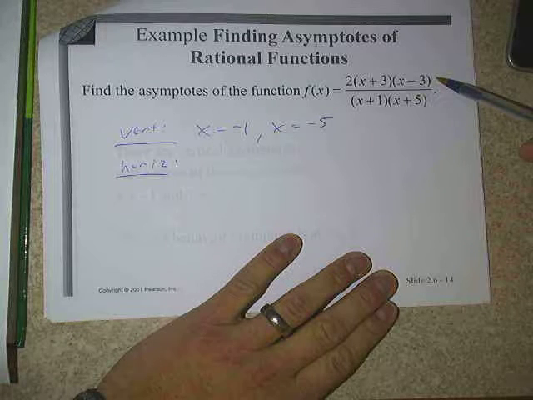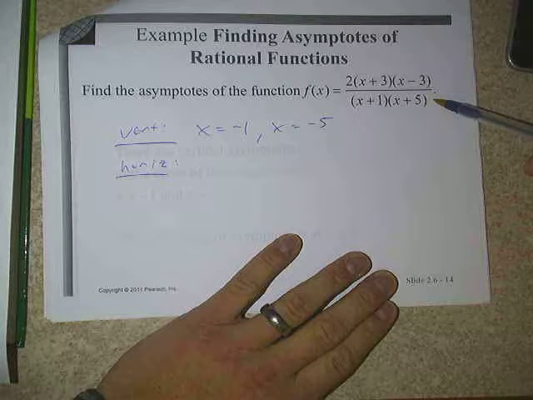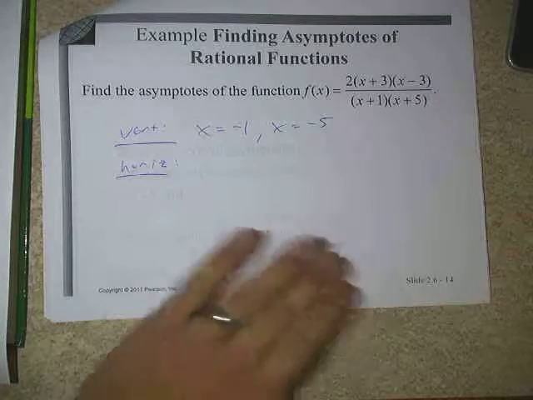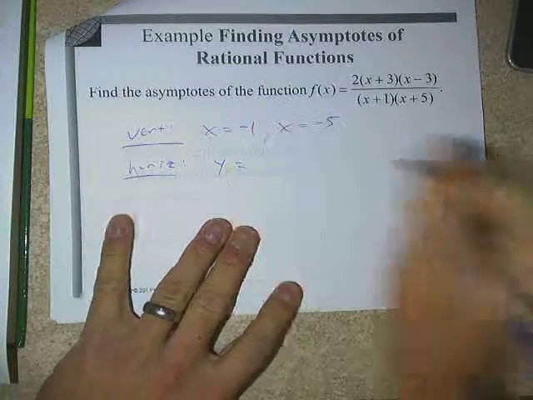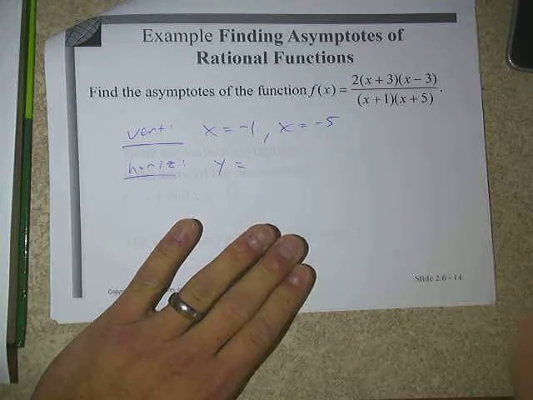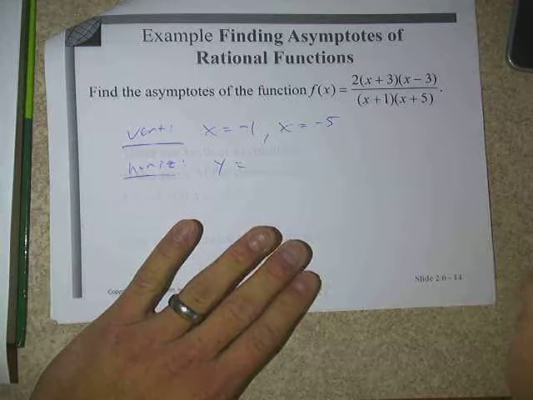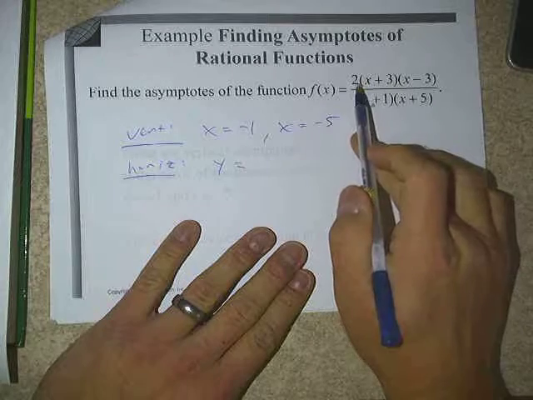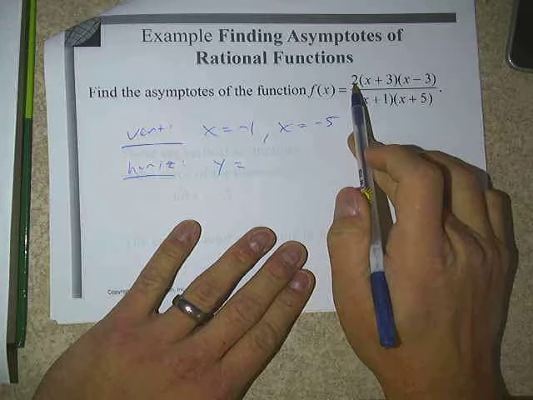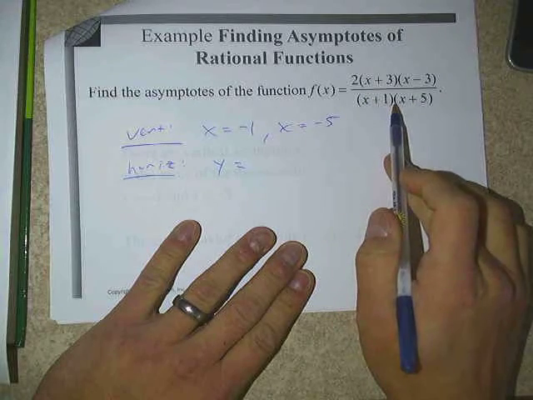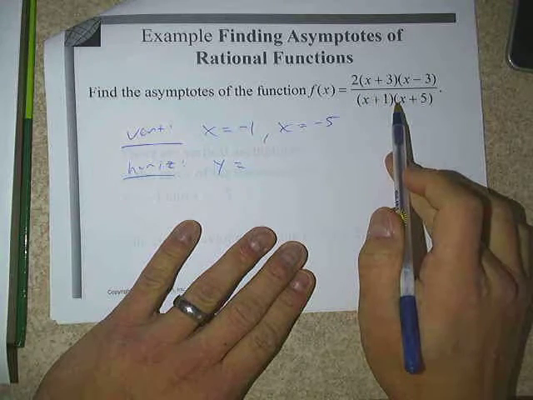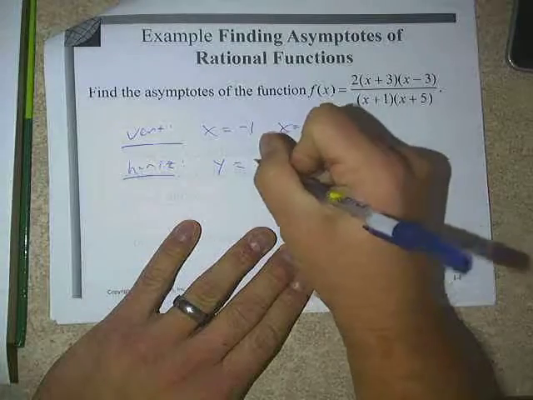Now, again, the horizontal asymptotes are dictated by the degrees of the top and the bottom. So what's the degree of the top? If I were to expand this, it would be quadratic, wouldn't it? So it would be degree 2 up here. If I expanded this, it would also be quadratic. So this means that n and m are equal to each other. So that means we're going to have a horizontal asymptote at y equals leading coefficient of the top divided by leading coefficient of the bottom.